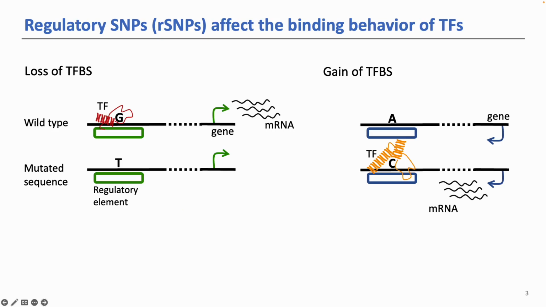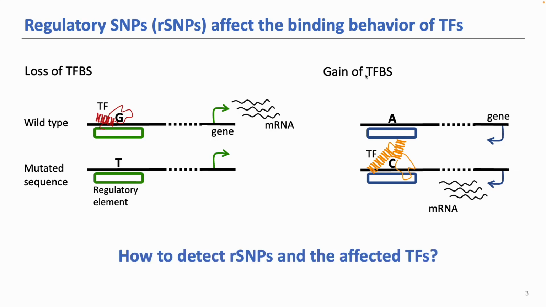In this talk, I denote SNPs which affect the binding behavior of a TF as regulatory SNPs. Regulatory SNPs can lead to a loss of a transcription factor binding site or a gain of a transcription factor binding site. TFs are involved in gene regulation, and if their binding behavior is changed, this might also have an effect on the target gene's regulation. So, how to detect regulatory SNPs and the affected TFs?